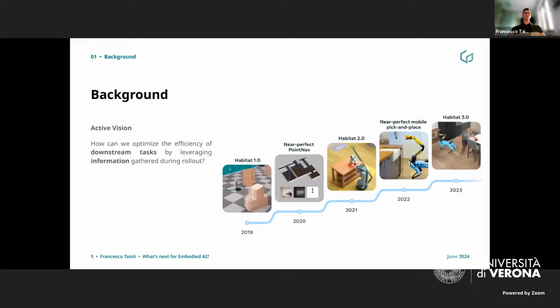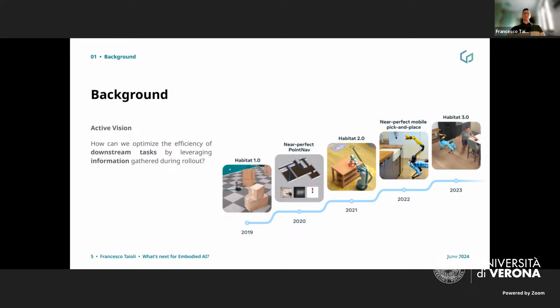So what is, first of all, active vision? I think this is a great definition: how we can optimize the efficiency of downstream tasks by leveraging information that we gather during the rollout of the episode. In this figure, we can see some examples.